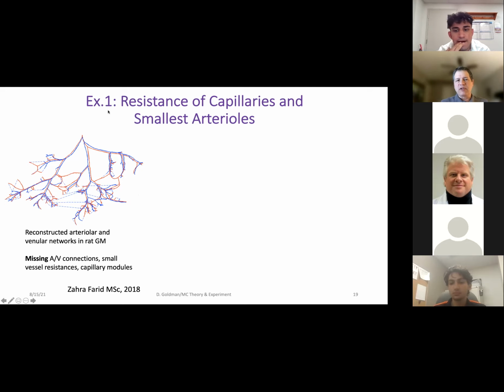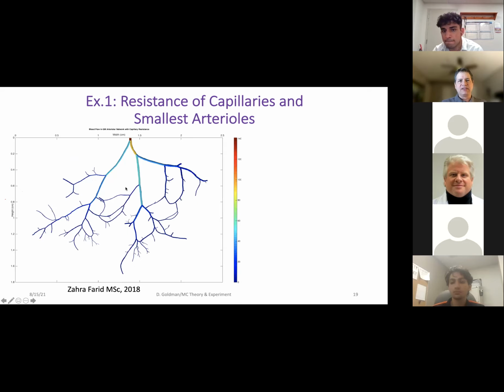But to be able to solve for the flow in the whole system, we need to put in a lot of missing information. Basically, there are a lot of small vessels that we don't capture in our measurements. And there are also capillary beds downstream of the small vessels that we don't capture. So we try to put together a reasonable model of this by putting back in the resistances for the arterioles and the capillaries. First of all, there are missing things in this network, and we can calculate the flow, for example, in the arterioles.